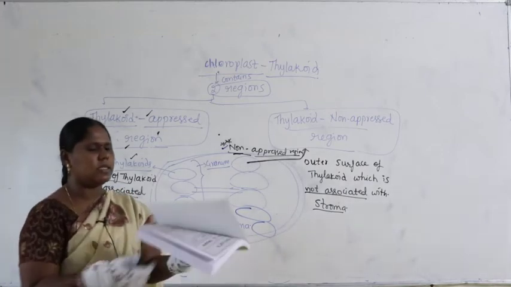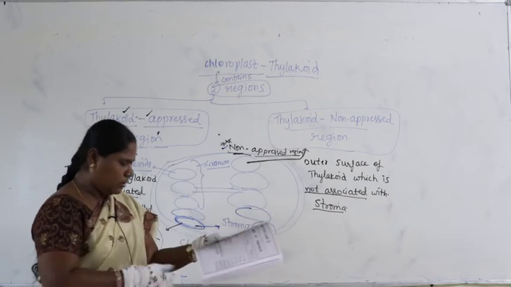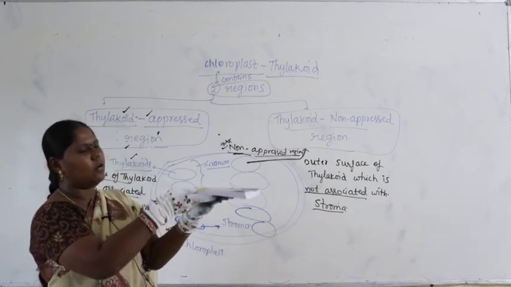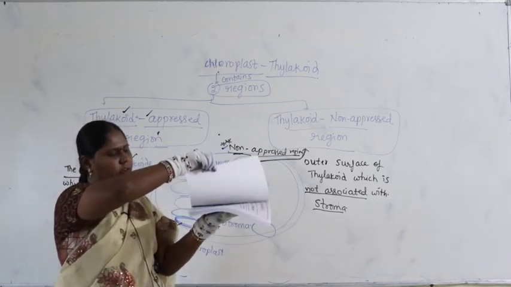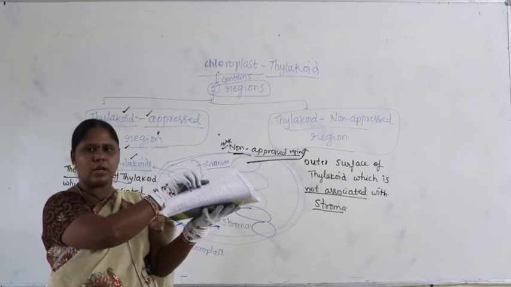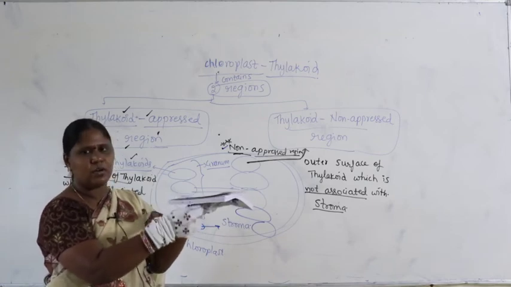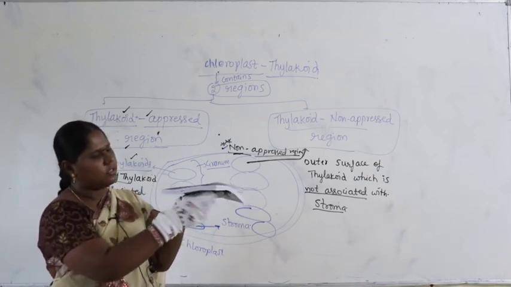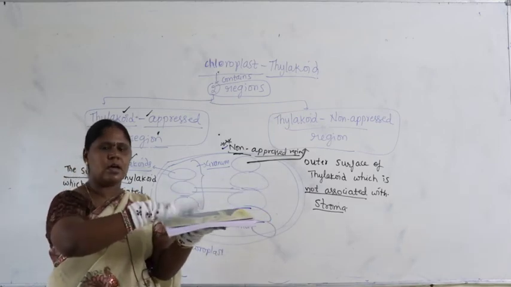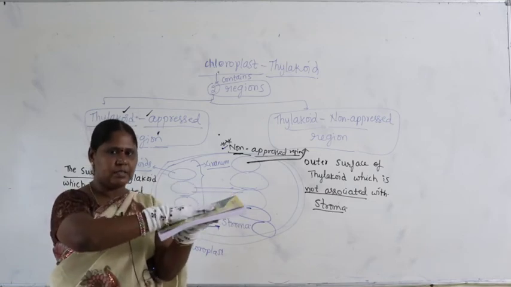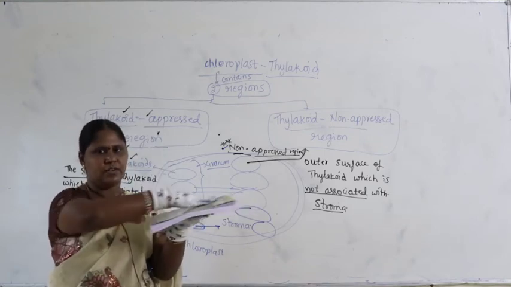Let us take these pages as thylakoids. What you can see in this case is all the thylakoids are arranged one above the other, like piles of coins. Imagine these pages are all thylakoids. This whole stack is a granum. Now, this is the outer surface, the upper surface, exposed to the sunlight.